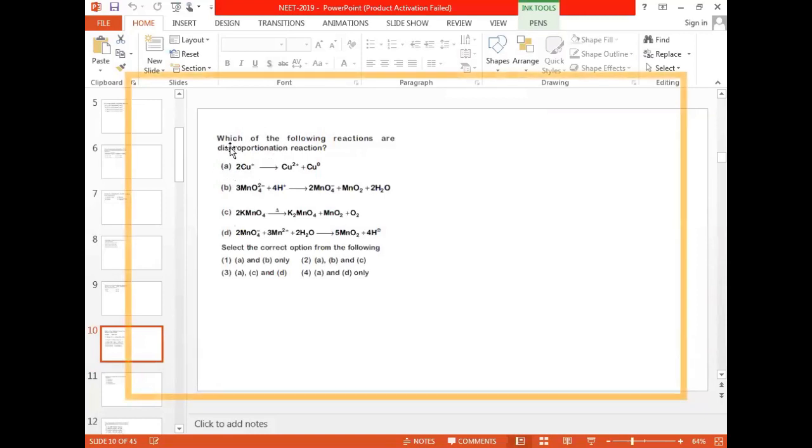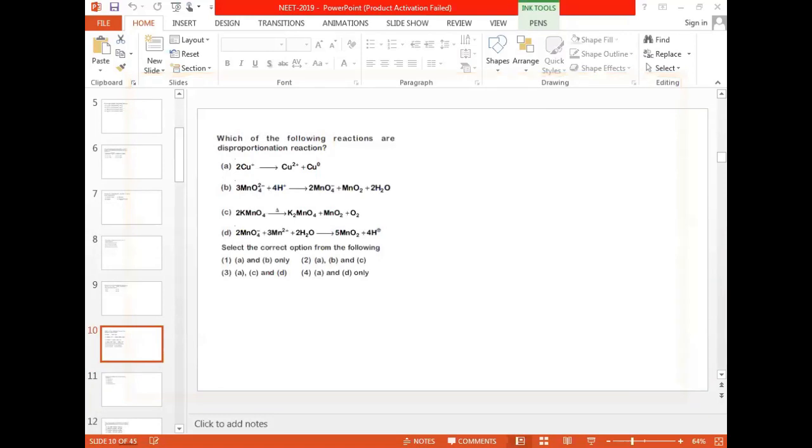Which of the following? Read the question, Pooja. Hello, sir. Pratik, read the question. Which of the following reactions are disproportionation reactions? Disproportionation reactions means what actually? Any idea regarding this disproportionation?